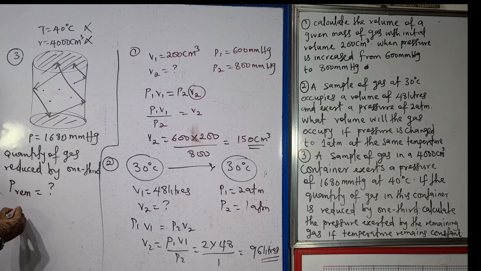If that had been the case, then the pressure should also reduce by 1/3. The pressure before was 1680. So what is 1/3 of that pressure? Subtract it from 1680. This is going to be the remaining pressure, or the new pressure. Yes, moving on. The next thing is Charles' law.